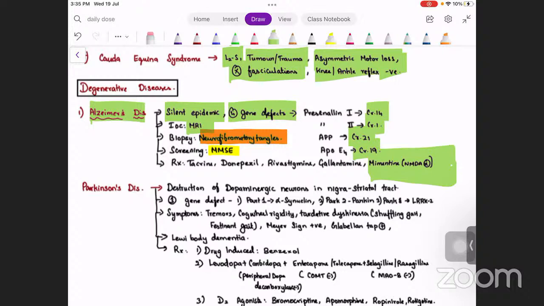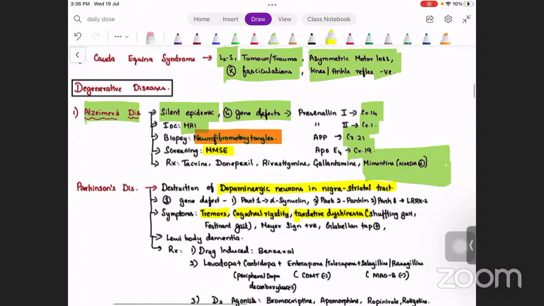Then you have Parkinson's. As I said, in Parkinson disease, there is destruction of dopaminergic neurons in the nigrostriatal tract, where you may see the tremor, cogwheel rigidity, and bradykinesia. Very, very important. You may see the shuffling or festinant gait. Apart from that, Myerson sign positive, glabellar tap positive. Classical MCQ, people. Tremor and cogwheel rigidity with bradykinesia is one of the classical MCQs you may see in Parkinson disease.